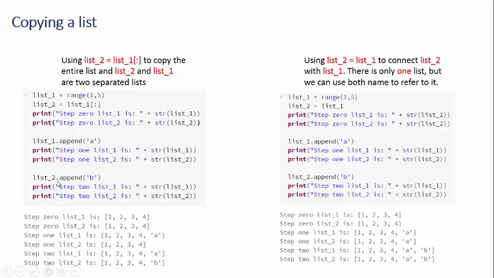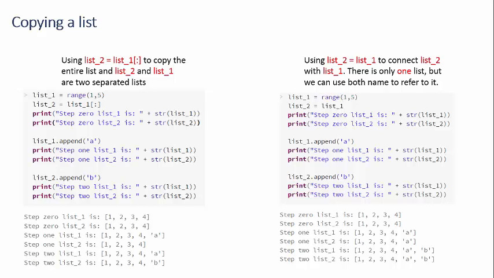We do one more step. We add an element called B into list_2, and see what happens. List_1 is still 1, 2, 3, 4, A, and list_2 becomes 1, 2, 3, 4, B. So indeed, list_1 and list_2 are two independent lists. When we do some operation on list_1, it is not applied to list_2.